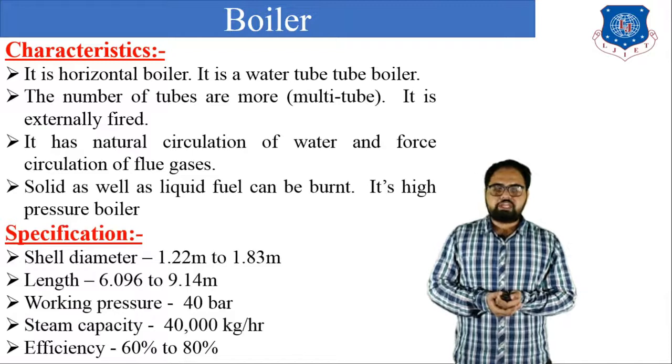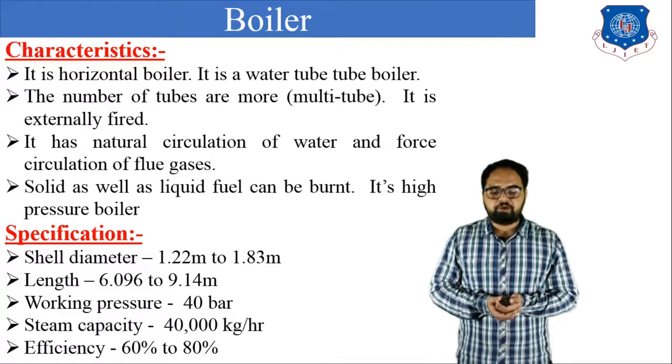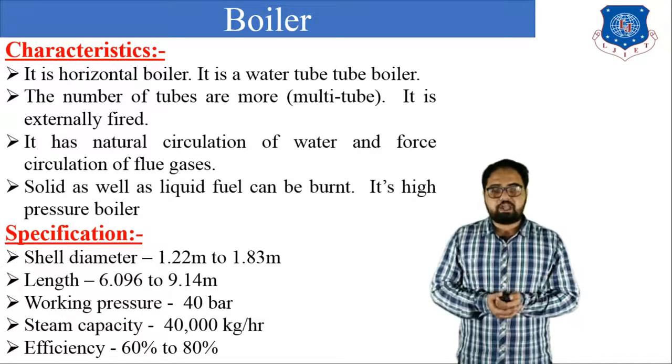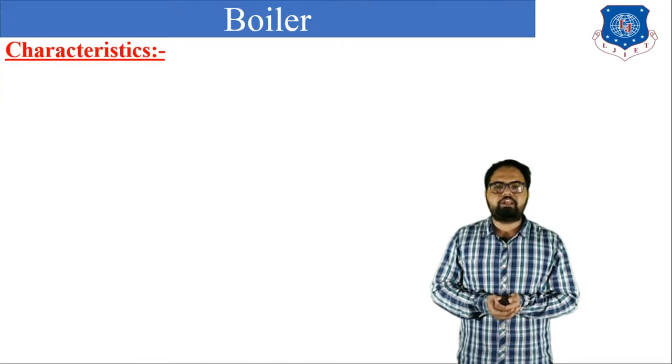Specification. The shell diameter of this boiler is 1.22 meter to 1.83 meter. The length of this boiler is 6.096 to 9.14 meter. The working pressure is around 40 bar. Steam generating capacity is 40,000 kilogram per hour, and the efficiency of this boiler is 60% to 80%.